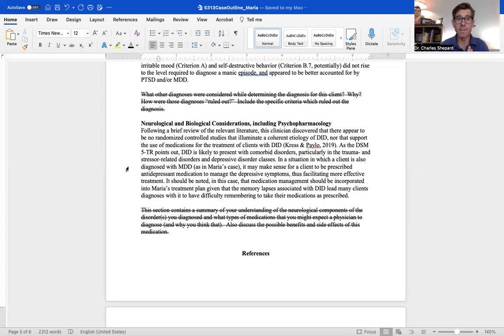DID. As the DSM-5-TR points out, DID is likely to be present with comorbid disorders, particularly in the trauma and stressor-related disorders and depressive disorder classes. In a situation in which a client is also diagnosed with MDD, as in Maria's case, it may make sense for a client to be prescribed antidepressant medication to manage the depressive symptoms, thus facilitating more effective treatment. It should be noted in this case that medication management should be incorporated in Maria's treatment plan, given that memory lapses associated with DID lead many clients diagnosed with it to have difficulty remembering to take their medications as prescribed.